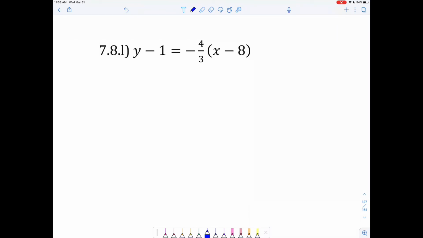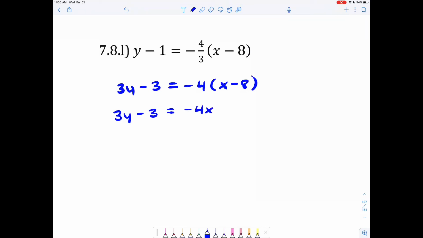Sweet. So I'm going to start by multiplying both sides by 3 to get rid of that fractional coefficient. So I get 3y minus 3 is equal to negative 4x minus 8. And I'm going to distribute that negative 4, so I get 3y minus 3 still on that left-hand side is equal to negative 4x plus 32.